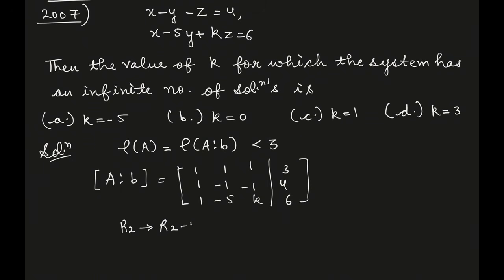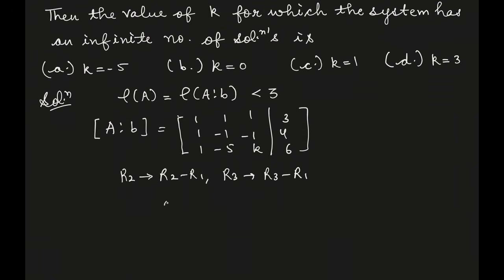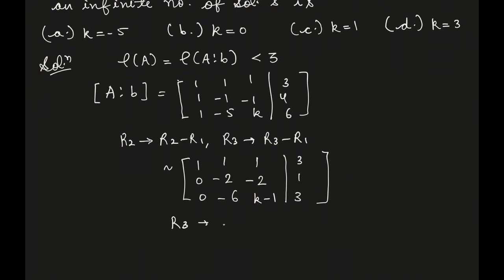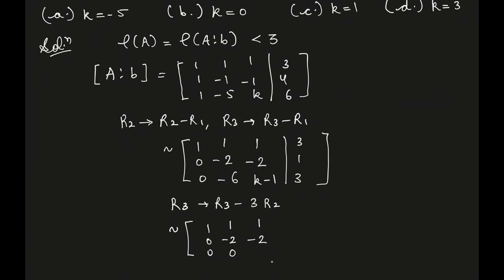R2 tends to R2 minus R1, R3 tends to R3 minus R1, 1 1 1 3, 0 minus 2 minus 6 1, 0 minus 2 k minus 1 3. Then R3 tends to R3 minus 3 times of R2. So this will become 1 1 1 3, 0 minus 2 minus 6 1, 0 0 k plus 5 0.